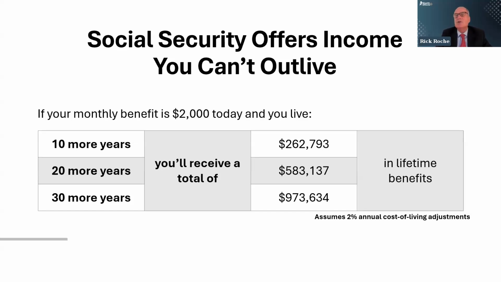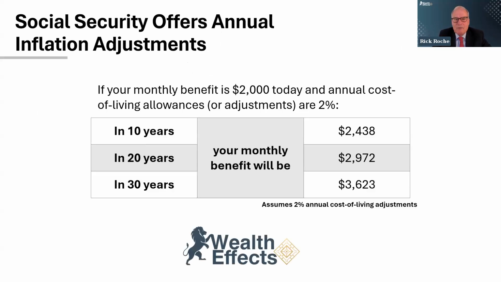Now, in this illustration here, it shows a $2,000 primary insurance amount benefit. That's $2,000 per month. And it shows, using an annual cost of living increase of 2%, that over 10 years' time, you would receive over $250,000. Over 20 years, $583,000 and change. And over 30 or more years, you would receive almost $1 million in benefits. That's $973,000. That's why Social Security is such a critical part of individuals' retirement income portfolio.